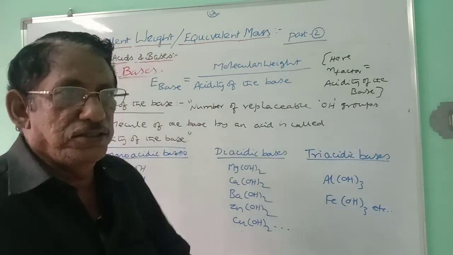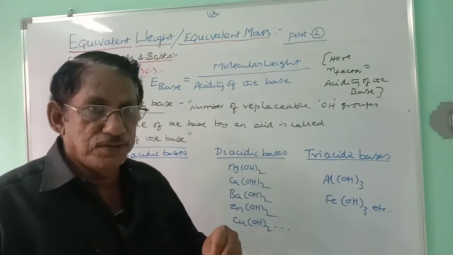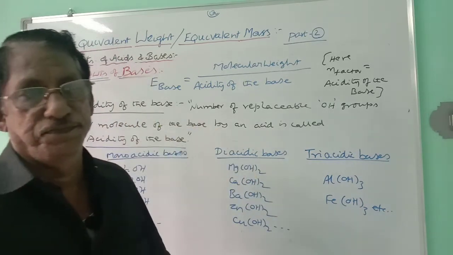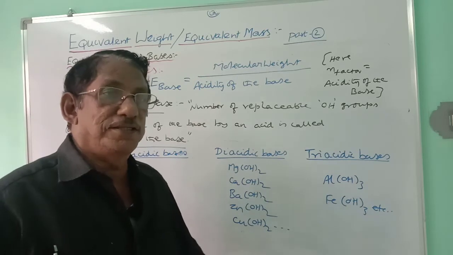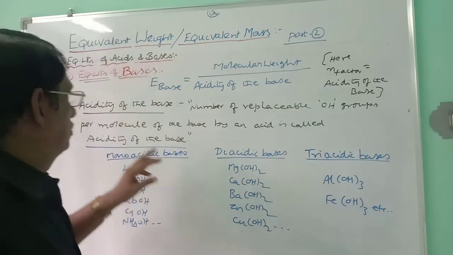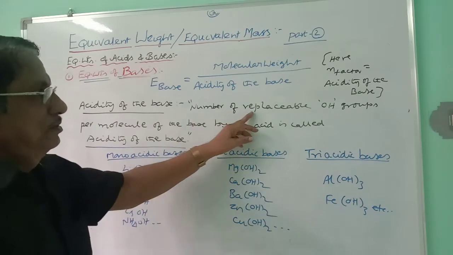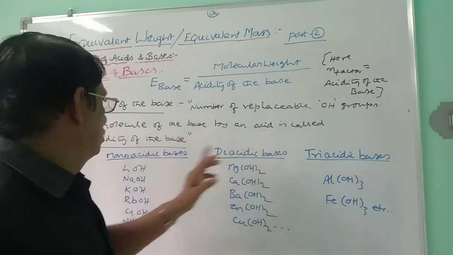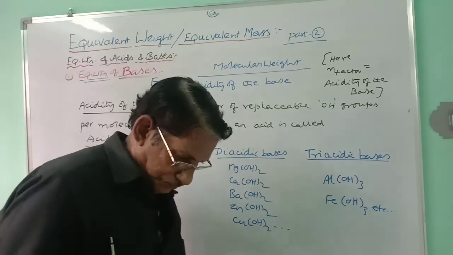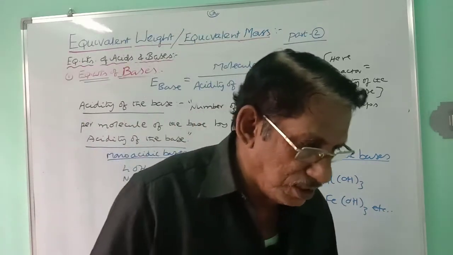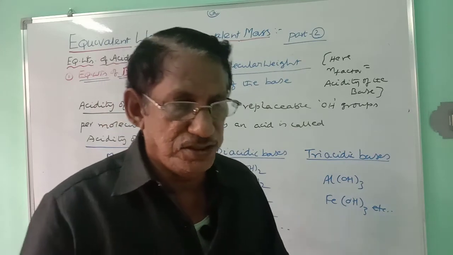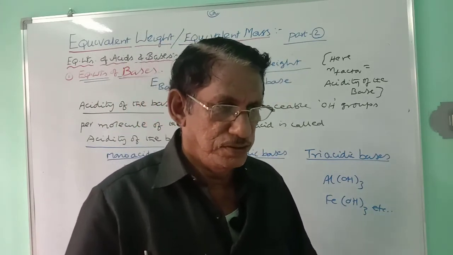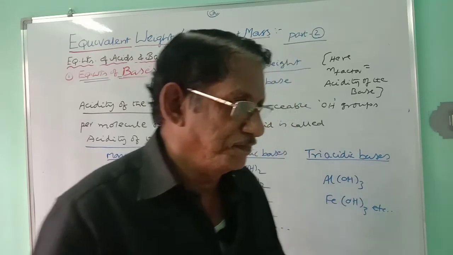What do you mean by acidity? The number of replaceable OH groups per molecule of the base which can be replaced by an acid is called the acidity of the base. Just like acids, here also we will have monoacidic bases, diacidic bases, triacidic bases like that.